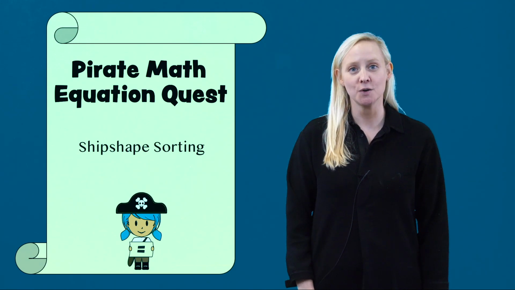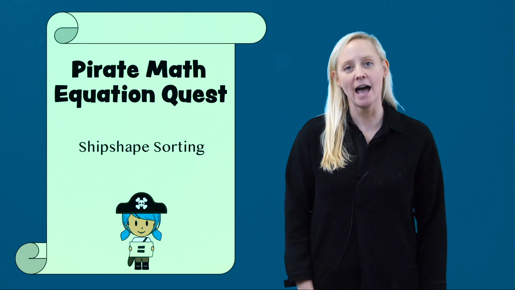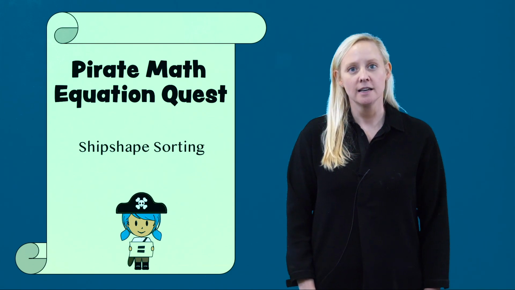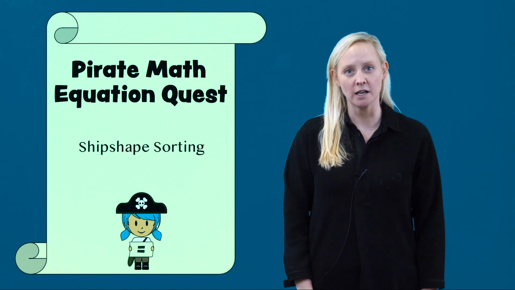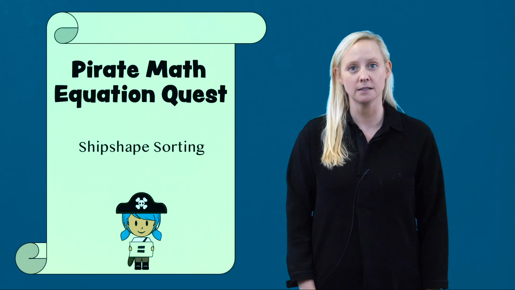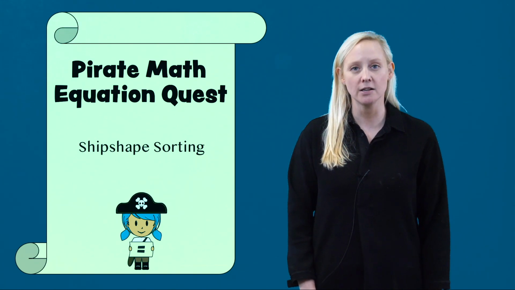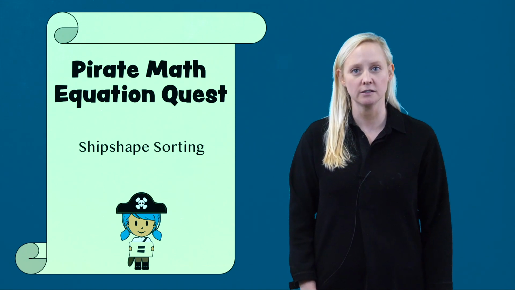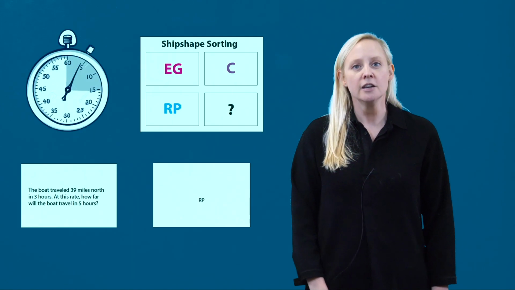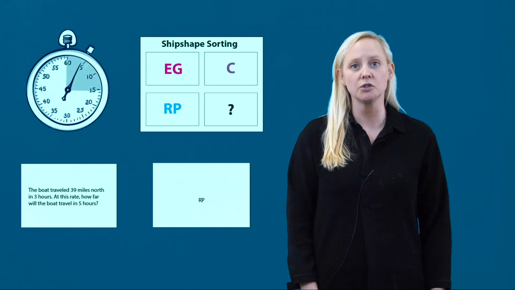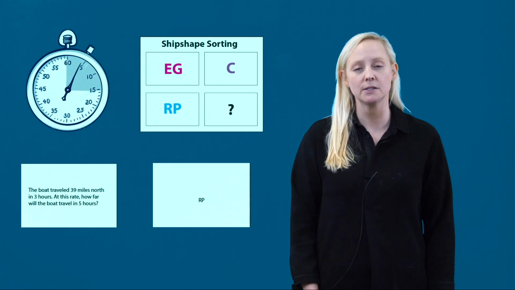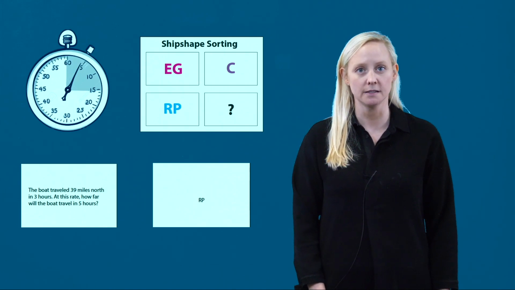And in this video, I will talk to you about how to use ship-shape sorting from Pirate Math Equation Quest. In this video, we will specifically look at ship-shape sorting for our multiplicative schemas: equal groups, comparison, and ratios and proportions. Ship-shape sorting is a schema sorting activity where students can practice distinguishing between the three multiplicative schemas.